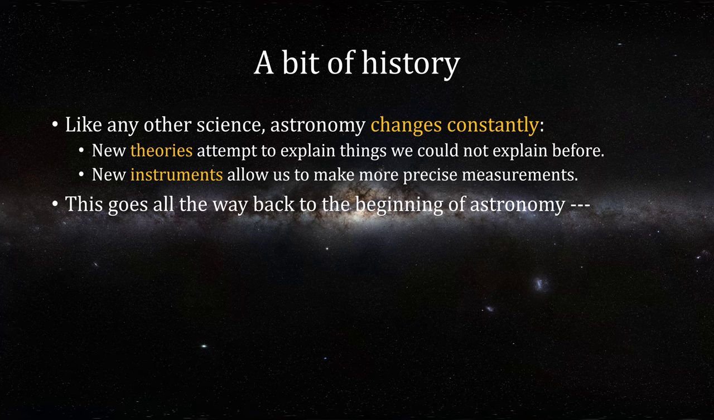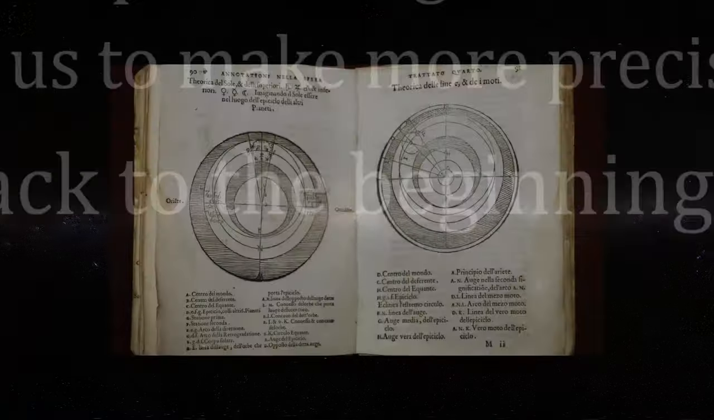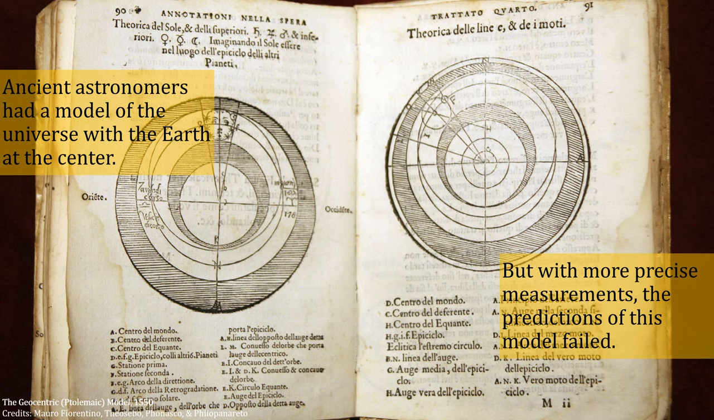Like any other science, astronomy changes constantly. New theories attempt to explain things we could not explain before, and new instruments allow us to make more precise measurements. This goes all the way back to the beginning of astronomy. Ancient astronomers had a model of the universe with the Earth at the center. We can see it in this book here from 1550, and this model is called the geocentric model.